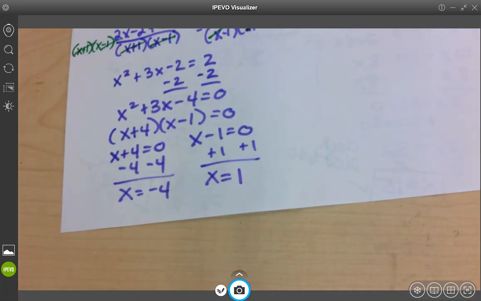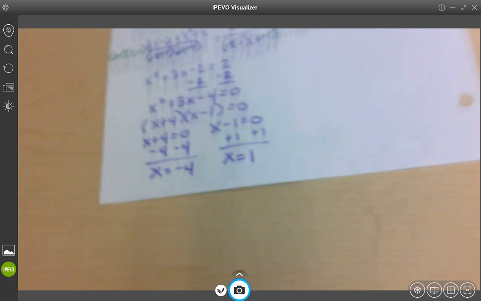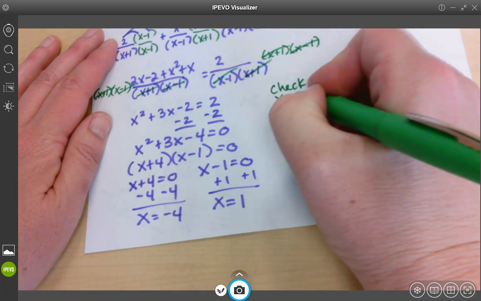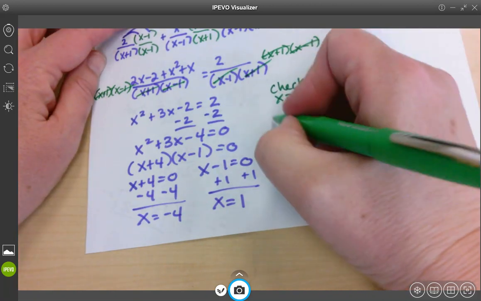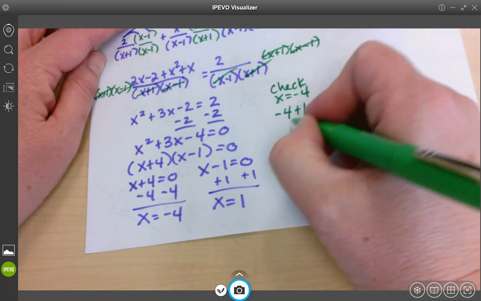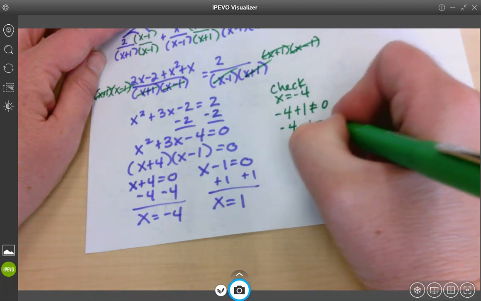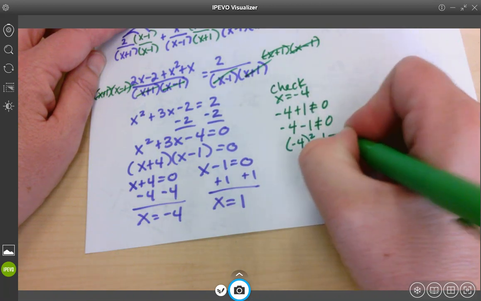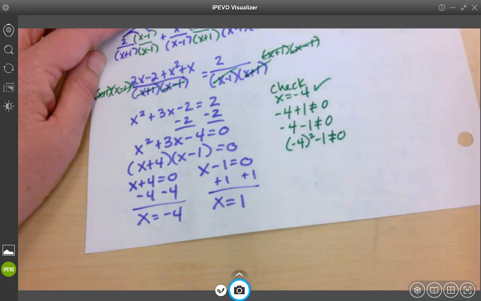What do I need to do next? Check them, right? So check them to see if they make the denominator 0. You're going to check them separately. So to check negative 4, I'm going back to the original problem. Negative 4 plus 1, that's good. Negative 4 minus 1, that's good. Negative 4 squared minus 1, that's good. So it checks.